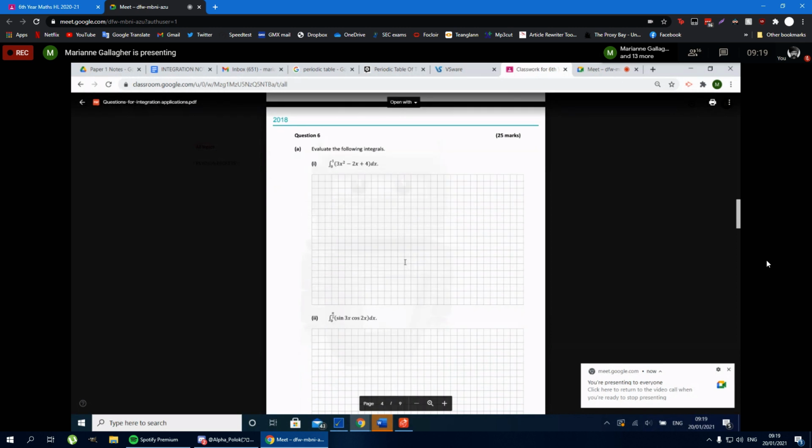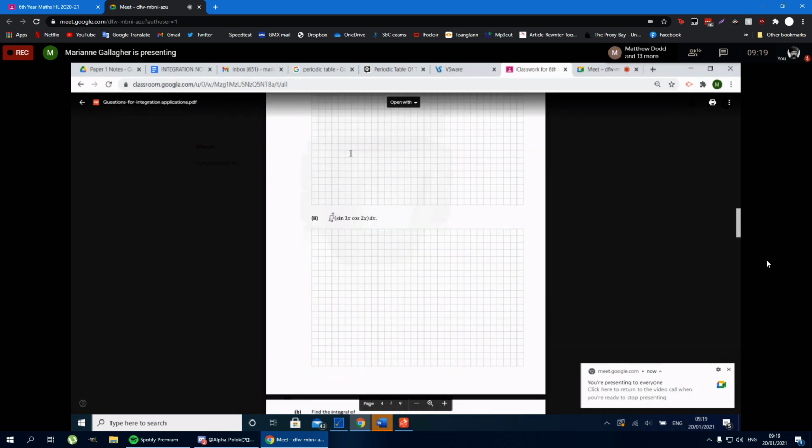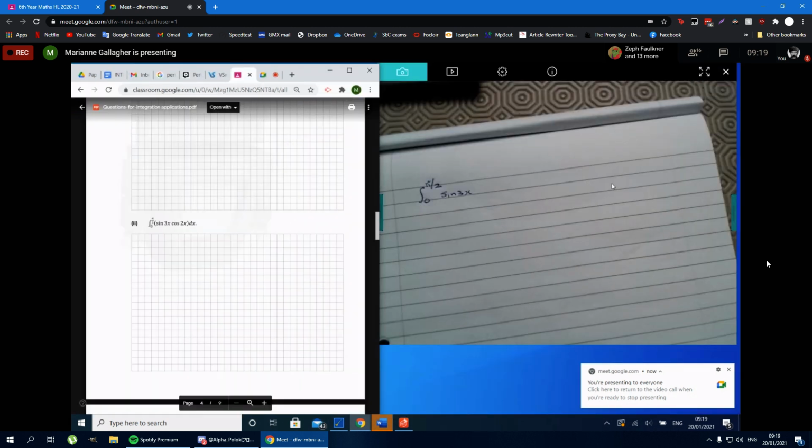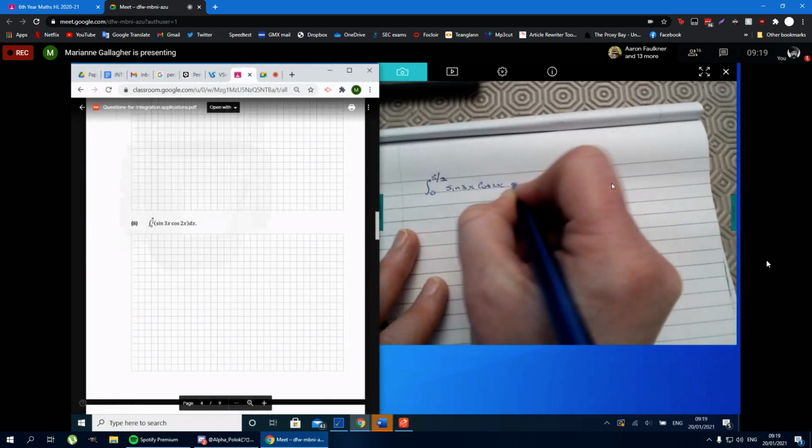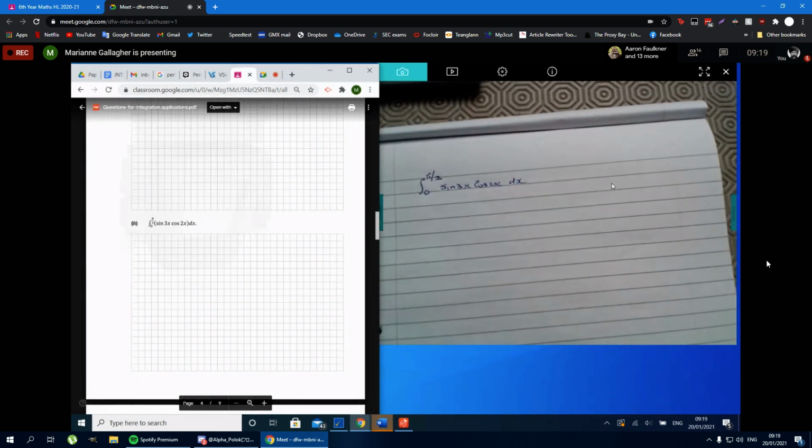That's very simple. Now, I'm going to do this one because I don't think we really spent much time on it. If you notice, it's a multiplication. It's sine 3x cos 2x dx. And that's a problem because we do not have a formula for integrating something that's multiplied.